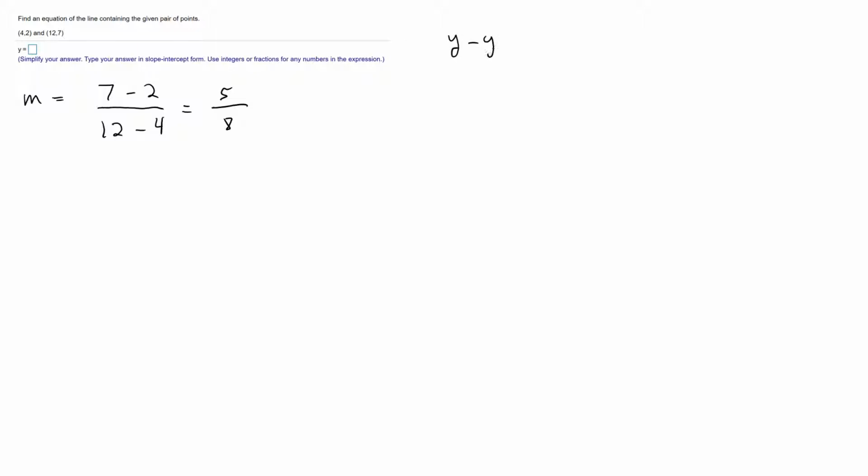Now, they want slope-intercept form, but to get to slope-intercept form, what typically happens is we first use point-slope form, which is y minus y1 equals the slope times x minus x1. Once we have the answer in point-slope form, we would then do a little bit of algebra to get it into slope-intercept form, which is y equals mx plus b.